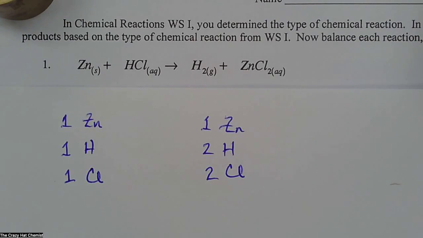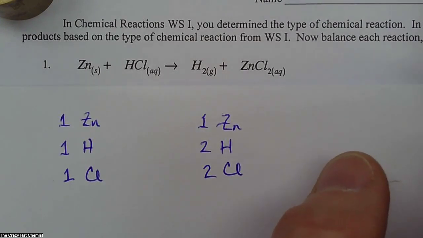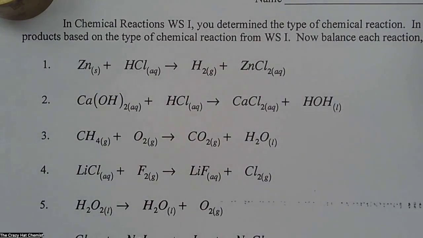This method will take you forever. So you're going to take this and say, nope, the Crazy Hat Chemist says, don't do it this way. Throw it away, crumple it up and throw it away. There it goes, right in the garbage, folks. Okay, this is what you're going to do.